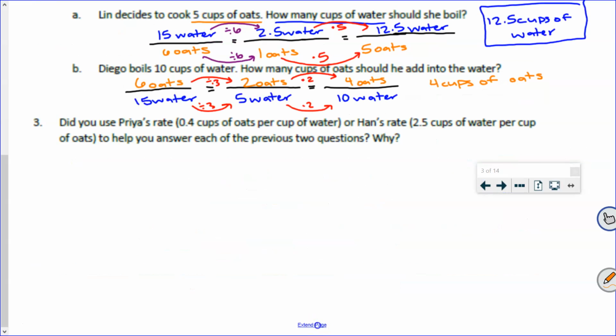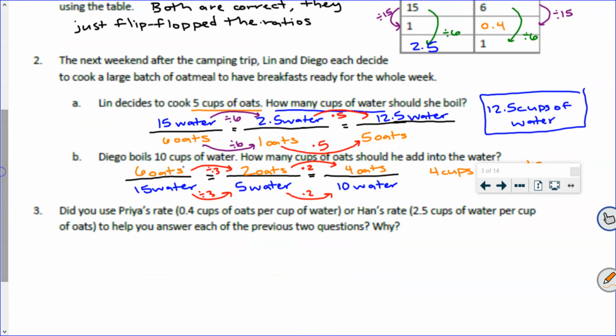I'm out of space here for 2b, but I'm going to go ahead and use some of the space here for question 3 just to reset up that problem, because I want to show you another way. One that in a way is a little bit less work. So 6 oats, 15 water, that's the original one. And again, we've already decided that we can't very easily change a 15 to a 10, so I know I'm going to have to take that middle step.